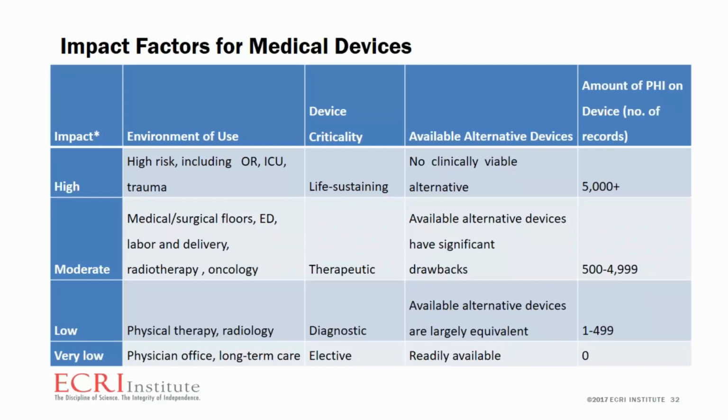And then, of course, the one that gets in the news most often is the amount of PHI on a device, confidentiality, and the 500 plus threshold is where you have to start reporting breaches. So that's a very low bar there at moderate.